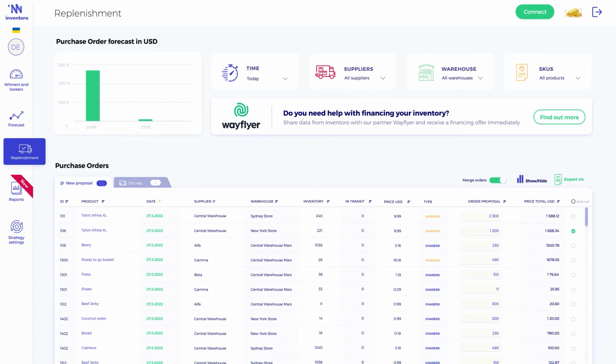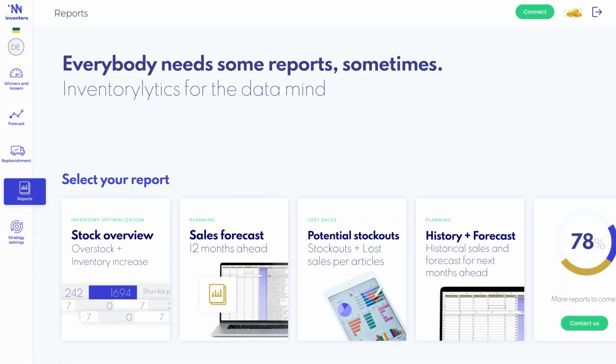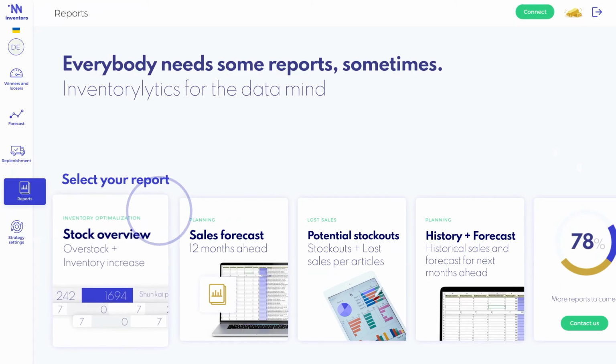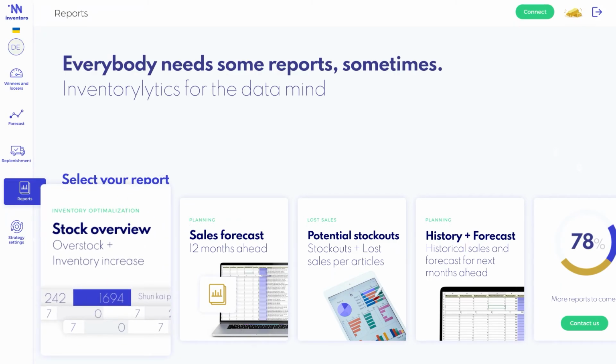Let's have a look at the last 2 pages. Reporting is a quite time-consuming process, so we took care of it and prepared 3 main reports for you. First one, Stock Overview. The report where you can see which part of the portfolio is overstocked or underestimated. Quite useful for marketing activities.